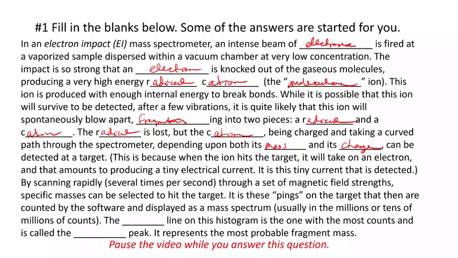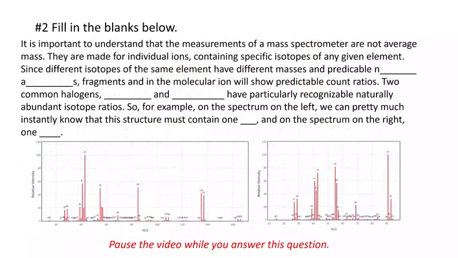The tallest line on this histogram is the one with the most counts and is called the base peak. It represents the most probable fragment mass. Fill in the blanks below. Pause the video while you answer this question.